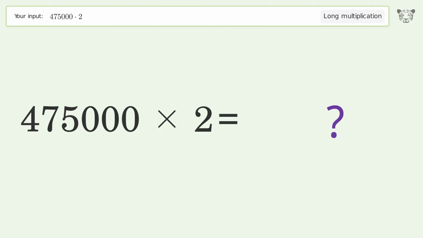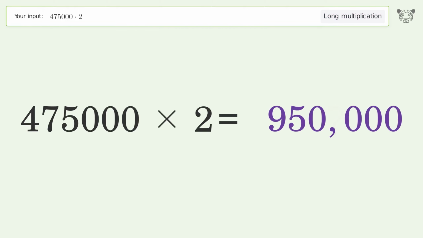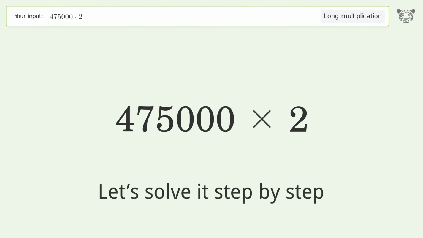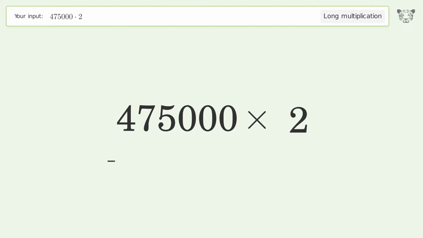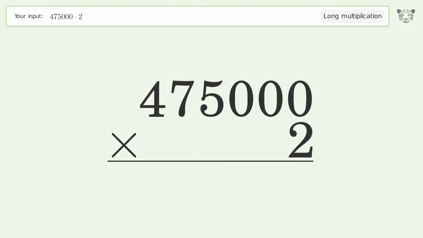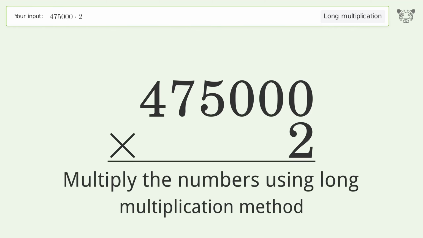You ask Tiger to calculate. This deals with long multiplication. The final result is 950,000. Let's solve it step by step. Rewrite the numbers from top to bottom, a line to the right. Multiply the numbers using the long multiplication method.